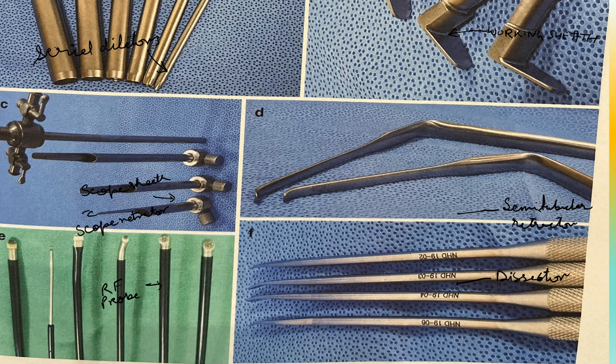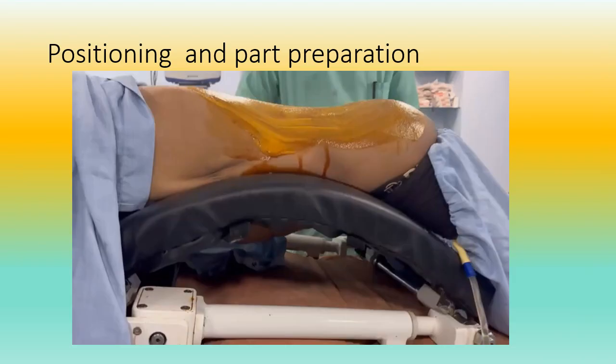Different types of UBE-specific instruments. Serial dilator. This is the semitubular retractor with working teeth, semitubular retractor, dissector, RF probe, different types of RF probe, and a scope is sometimes used. Very useful, but not usually routinely used, but sometimes we can use it for contralateral work. Serial dilator. This is the position, Wilson frame.